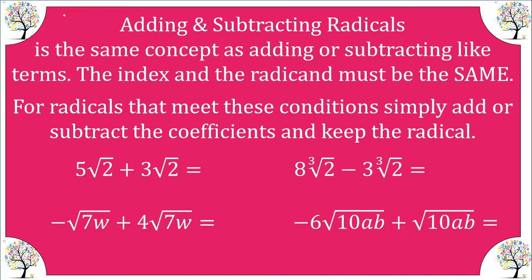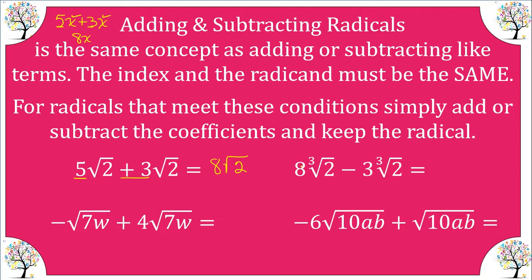So for example, if we have 5x plus 3x, we can combine these by adding the coefficients because they have the exact same variable. So we would get 8x. The same is true for adding and subtracting radicals. So let's take a look at 5 times the square root of 2 plus 3 times the square root of 2. They have the same radicand. We have the same index and understood 2. So all we have to do is combine the coefficients. And here we're going to get 8 roots of 2, and 2 is simplified, so we're good to go.